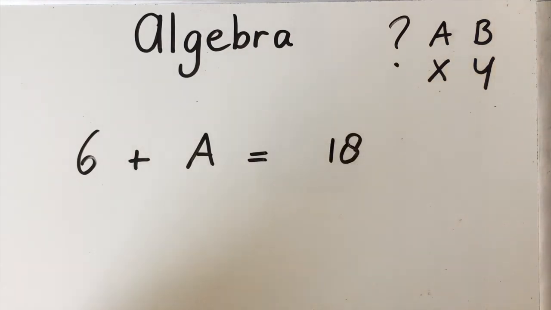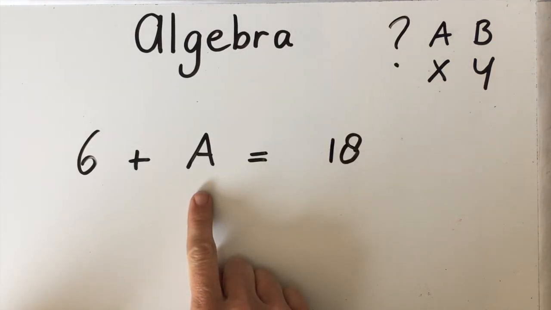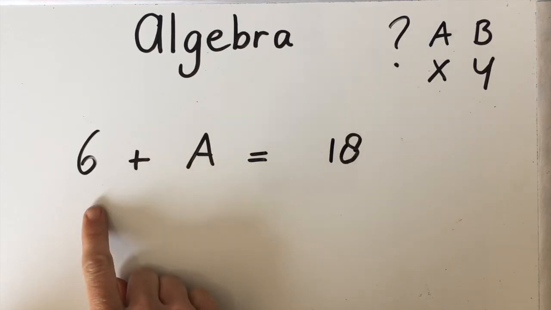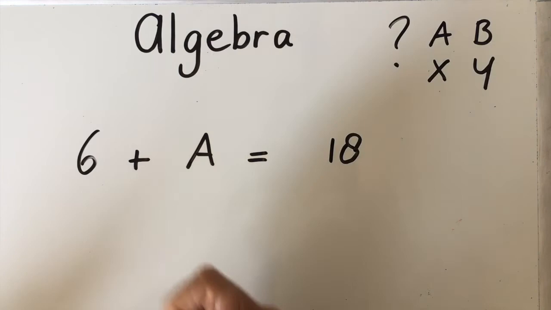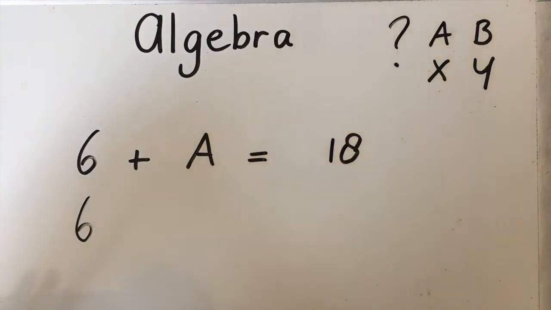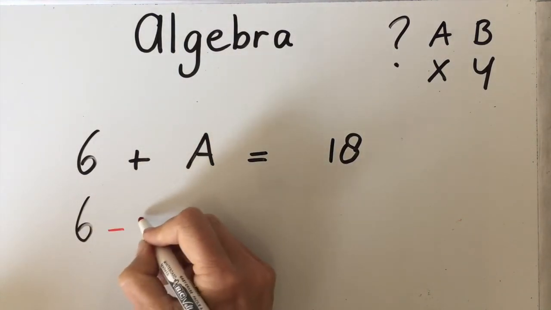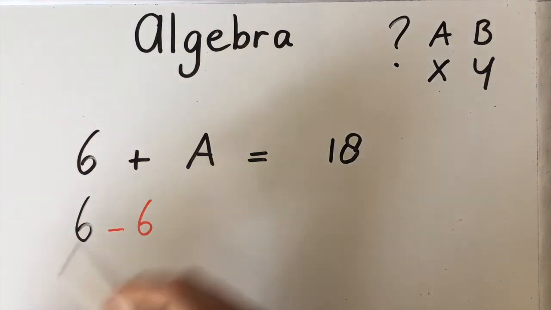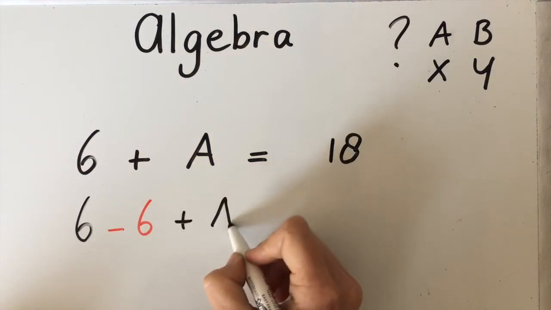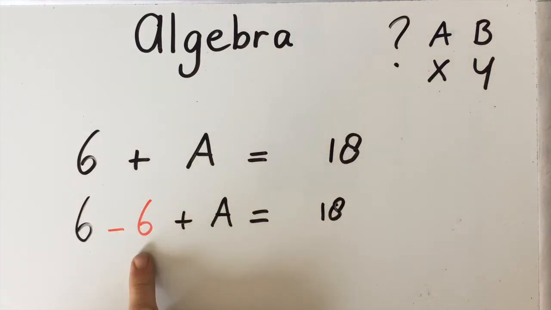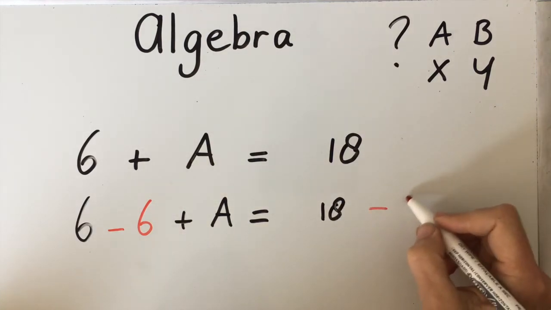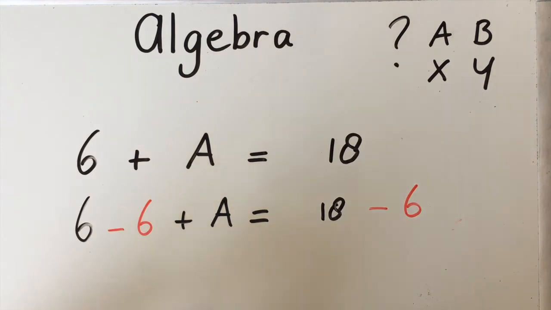Now what's happening? I still want to know what a is. So I would like to get rid of this 6. The same thing. I can do 6 minus 6 plus a equals 18. And whatever I do on this side, I also have to do on this side. So what do I get now?